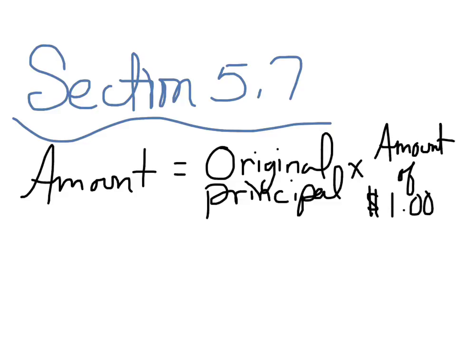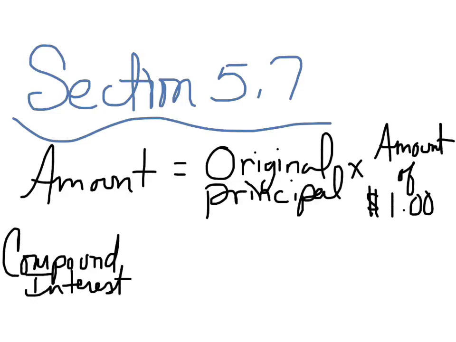Now, anytime you see amount of $1, like we had last Friday, that means a table. That means a chart. Okay? So for this particular thing, we're going to look at the original principal, and you're going to multiply it by the amount of $1. And again, that comes straight out of a chart. Then, to figure out compound interest, this formula, I think this will be the third or fourth time that I wrote this one in this chapter already, but it's your amount minus your original principal.